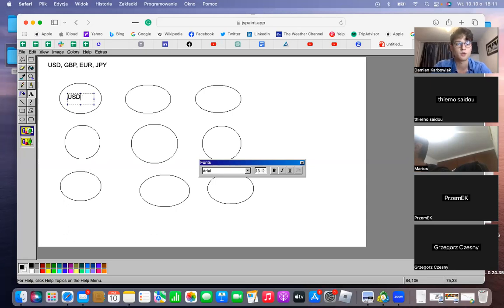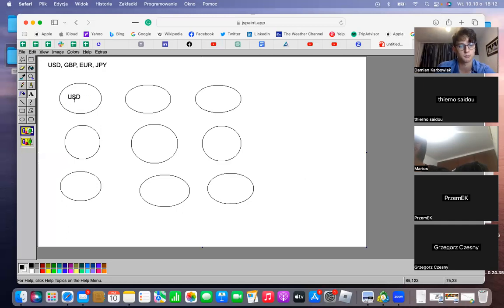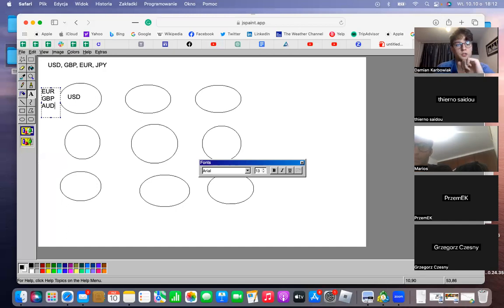So first pair would be US dollar. This would be like the second currency out of the pair. So to make it simpler, here, for example, we would put Euro to US dollar, or GBP to US dollar, or Australian dollar to US dollar, and so on and so forth. So pairs like this.